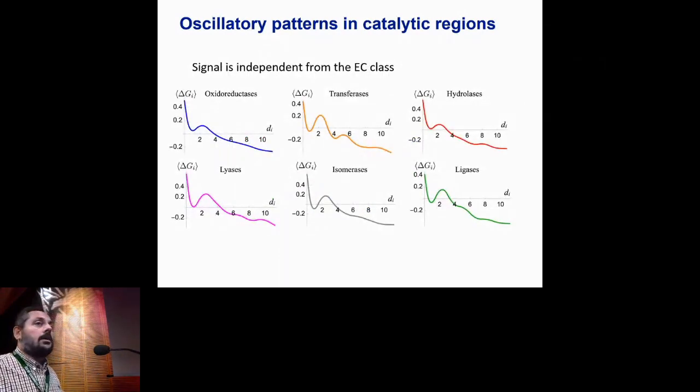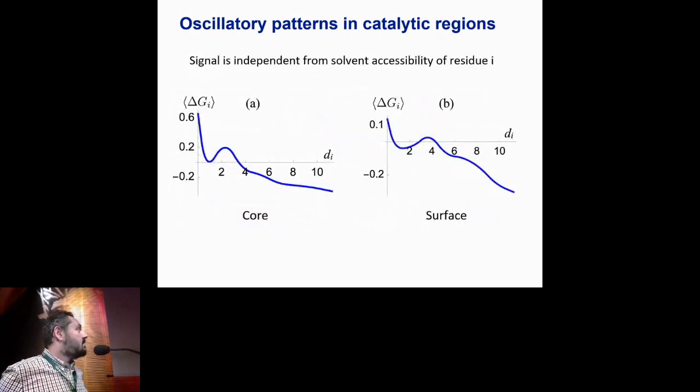We also did some further checks. For example, we checked that this behavior is independent of the EC class, in other words, it's independent of the catalytic reaction that the enzyme catalyzes. Plotting the same graph, the delta G as against the distance from the closest catalytic site, we observe the same in all the EC classes.